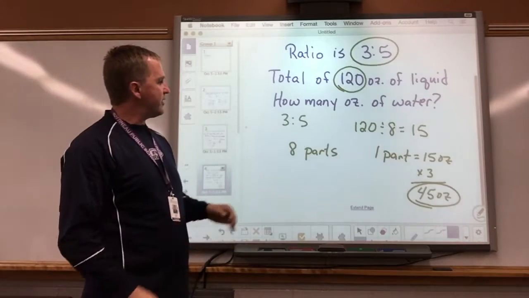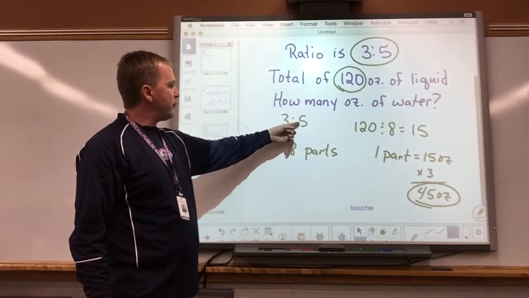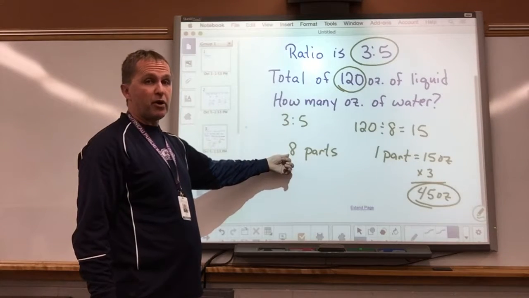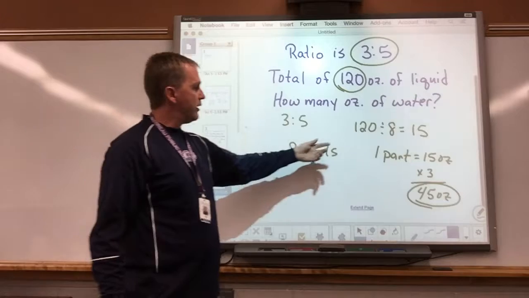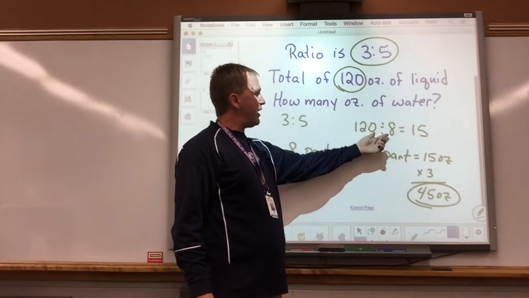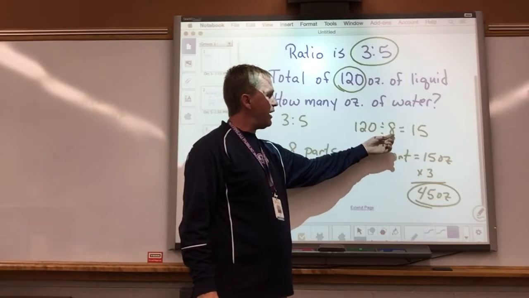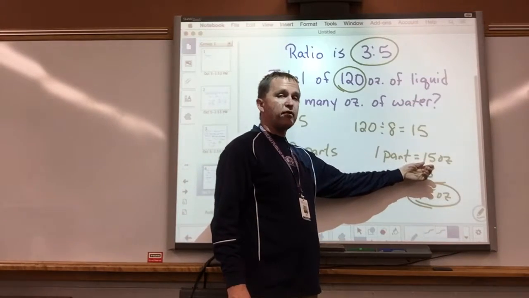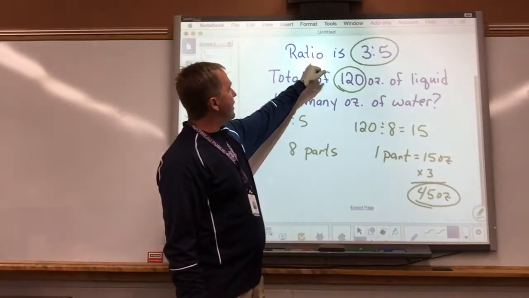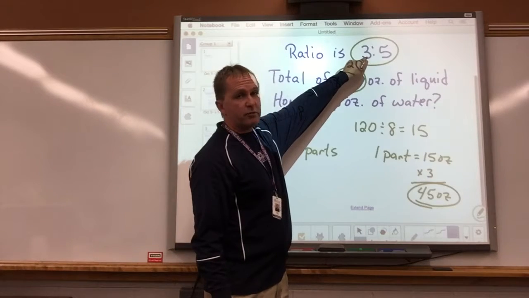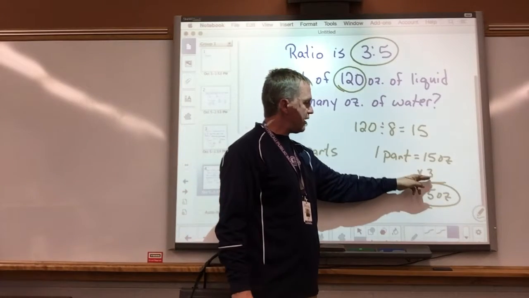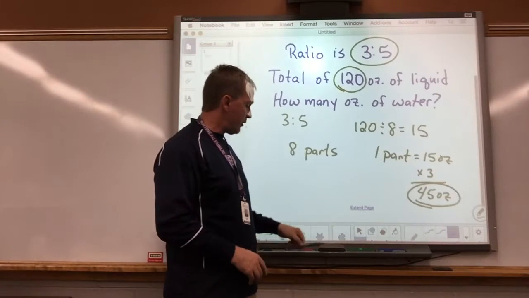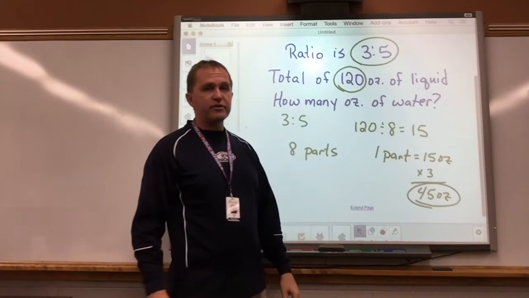Hopefully that makes sense that in this case we said 3 parts of water to 5 parts chicken stock, which is a total of 8 parts. Each of those parts should be equal. We took our total number of ounces, we divided by the parts, 120 divided by 8 says that we get 15 ounces, so one part is equal to 15 ounces. We then went back and said the first 3 parts should be water, so we took 15 times 3 and said there should be a total of 45 ounces of water in this liquid composition.